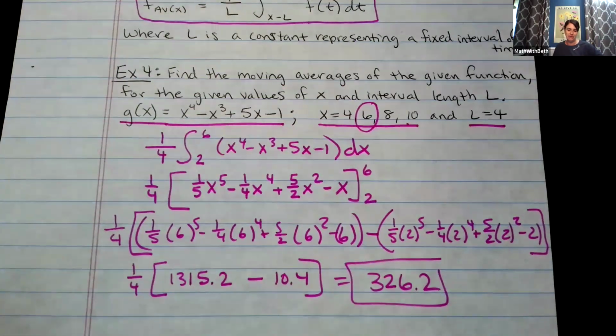So that is moving average and average value and additive properties, which are all properties you can use now that you know how to do the definite integrals.